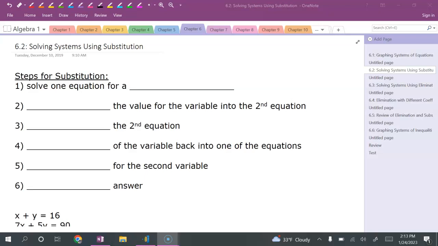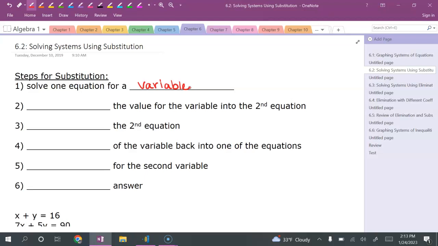I want to first go through the steps that you follow when you're using substitution. The first thing you're going to want to do is look at your two equations and solve one of the equations for a variable. It does not matter which variable you choose to solve for. If you want to solve for x because you think that's going to be easier, then solve for x. Same could be said for y. If it looks like it's going to be easier to get y by itself, then solve for y instead.